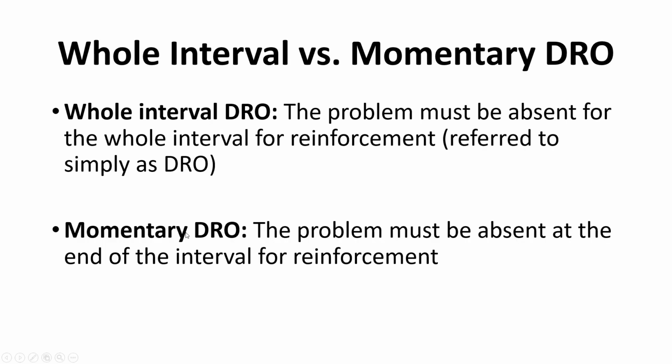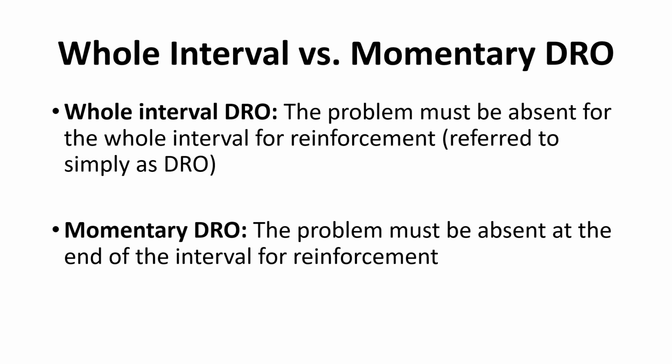And again, we see that there are 2 different types of DROs that we can talk about. We can have a whole interval DRO or a momentary DRO. A whole interval DRO is basically what we've been talking about so far, where the problem must be absent for the whole interval that we've defined in order for reinforcement to occur.